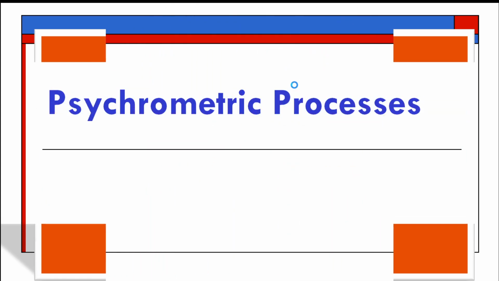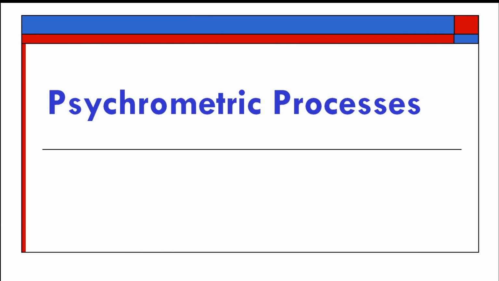I hope all of you have understood the various terms in psychrometry like dry bulb temperature, wet bulb temperature, dew point temperature, as well as the psychrometric chart. Now, today we are going to see the important air conditioning processes, namely psychrometric processes, various processes happening like cooling, heating, humidifying, dehumidifying. All these things will be discussed with the help of a psychrometric chart.